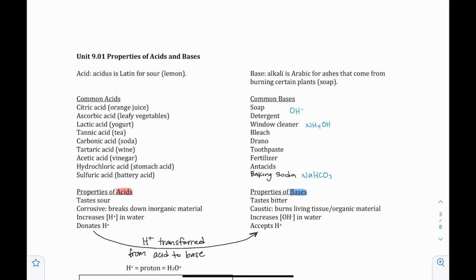And on the bottom, we have a couple different definitions for acids and bases. Acids increase the concentration of hydrogen ions in water, and that's because they donate hydrogen ions. Bases increase the concentration of hydroxide ions in water, and that's because they accept hydrogen ions. So hydrogen ions are transferred from the acid to the base, and we'll go over more about that when we talk about Arrhenius and Bronsted-Lowry theories of acids and bases.